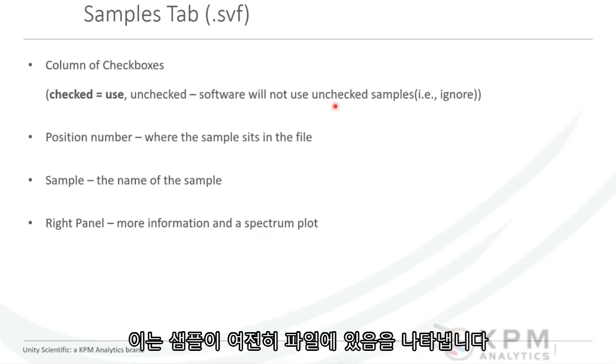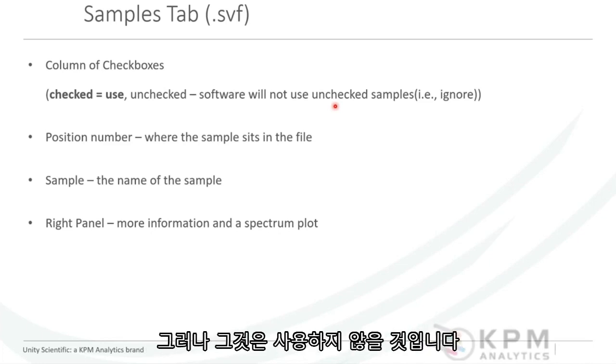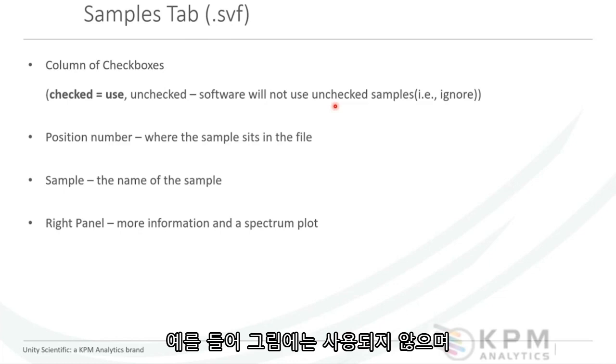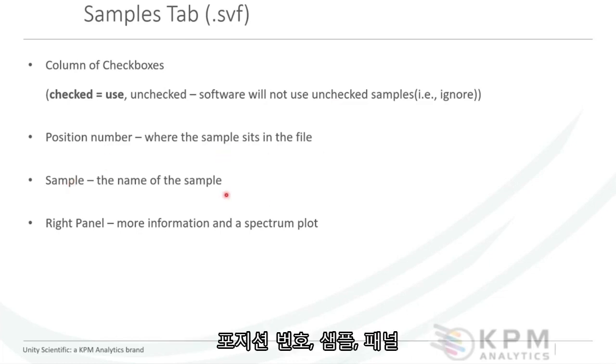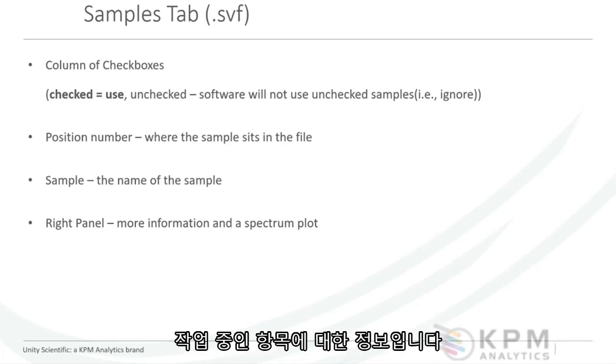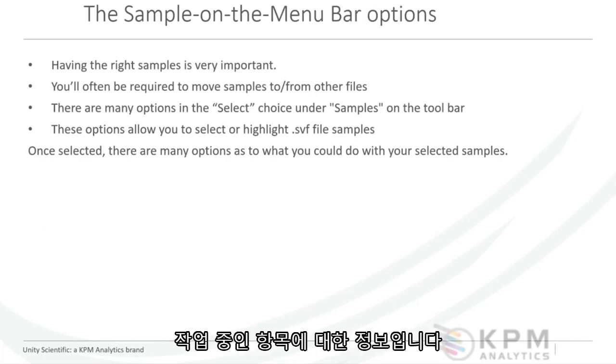So that sample is still present in the file, but it will not be used. It will not be used in regressions. It will not be used in plots, for example. Also shows the position number that can be useful. So we'll see sample name, and then over on the right side, I call it the work area, the information about what you're working on.